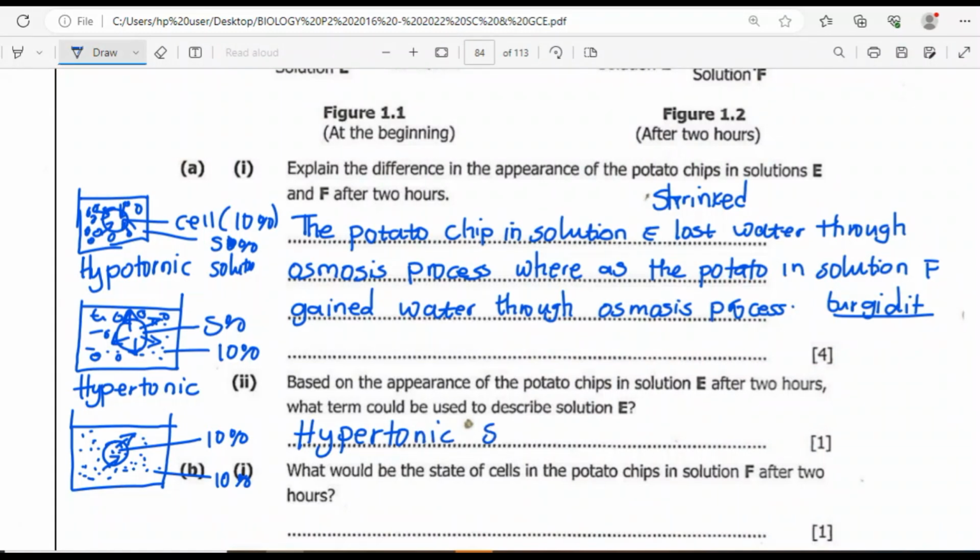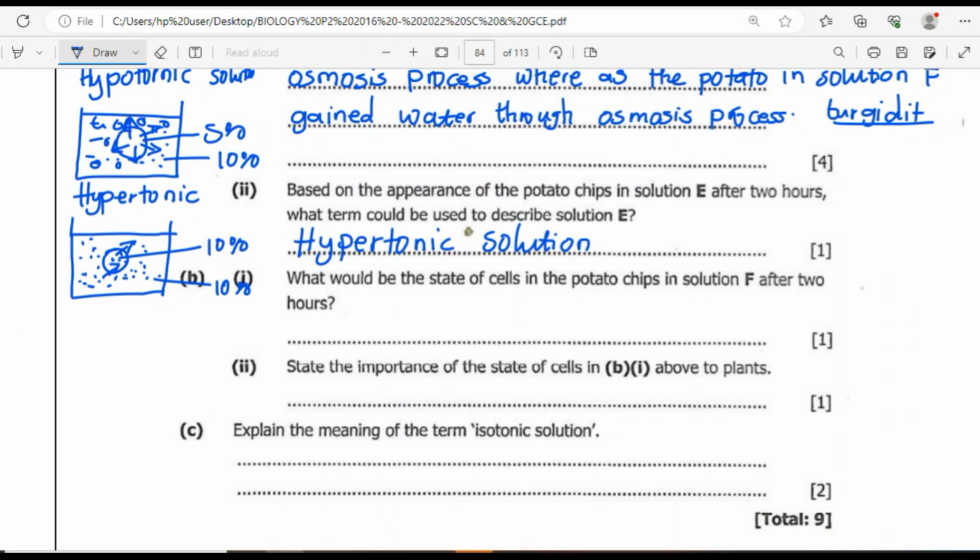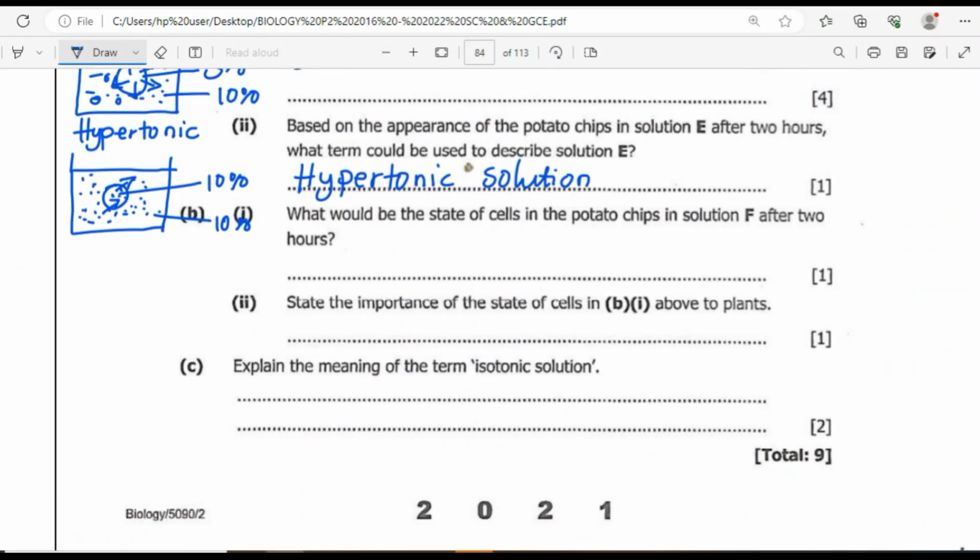lost water. So what you can do here is you can make maybe a summary where you can just say hyper, the cell lost, hypo, the cell will gain. So that's what you can look at here. Then iso, nothing will happen.